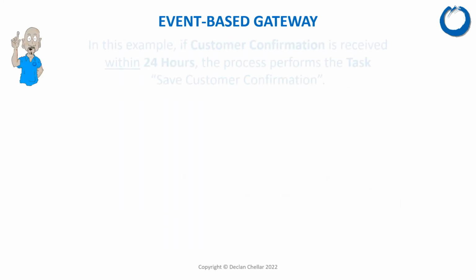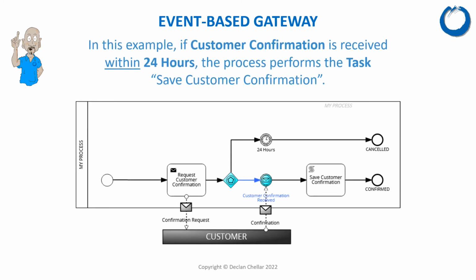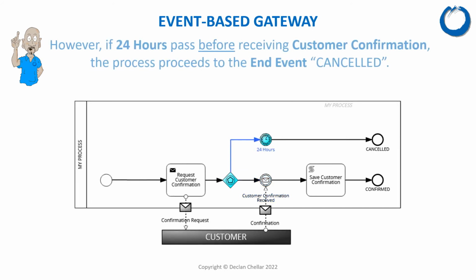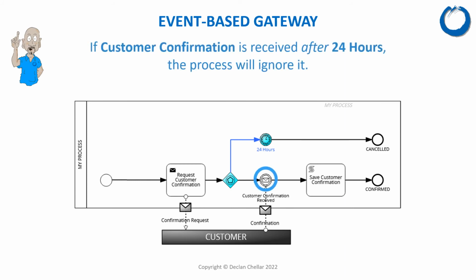In this example, if customer confirmation is received within 24 hours, the process performs the task Save Customer Confirmation. However, if 24 hours pass before receiving customer confirmation, the process proceeds to the end event Cancelled. If customer confirmation is received after 24 hours, the process will ignore it.